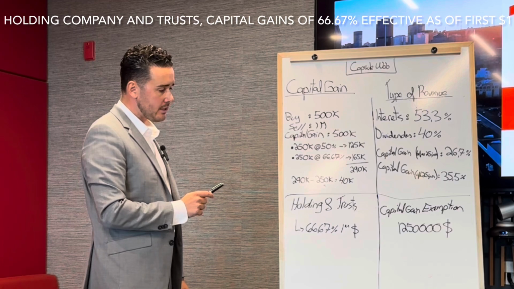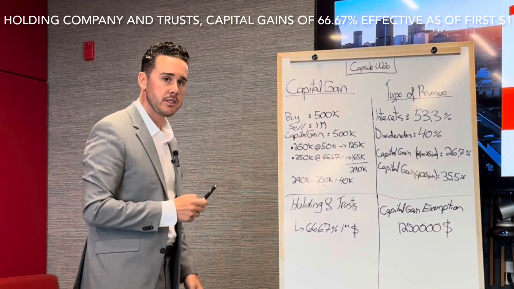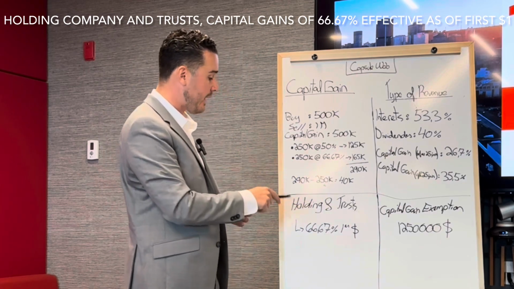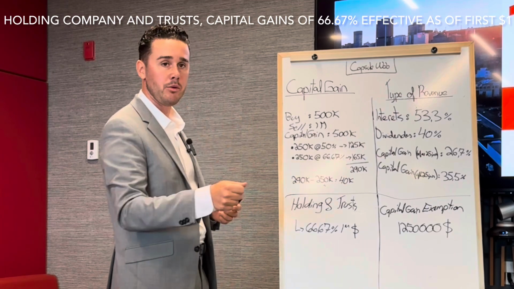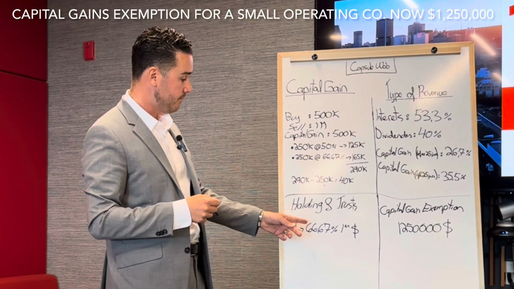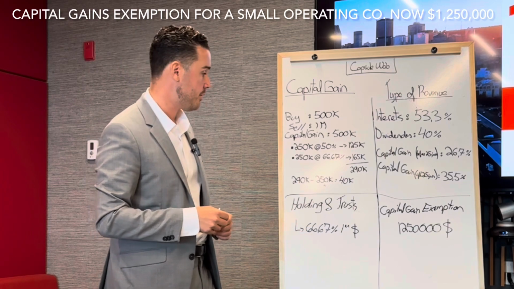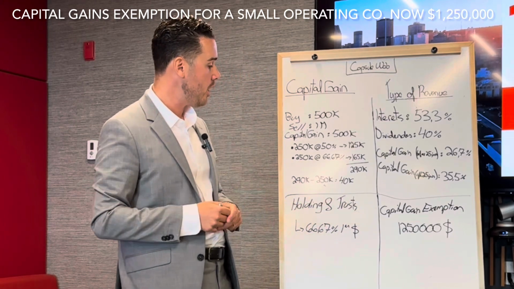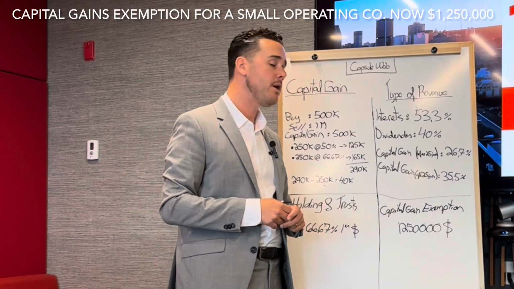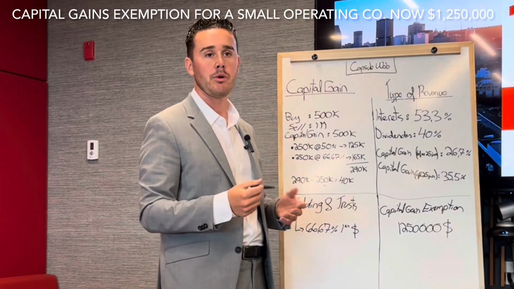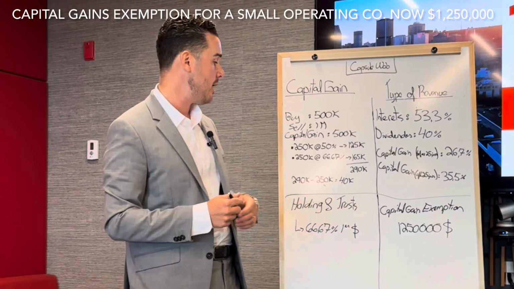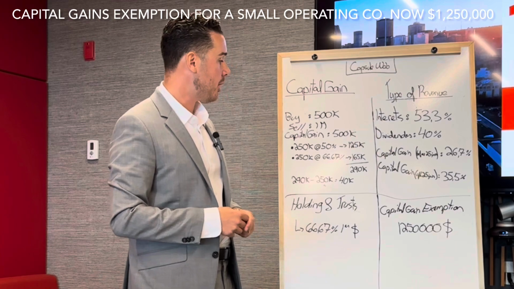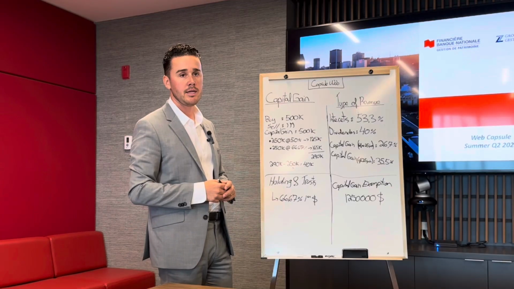Third topic here is the holding companies and the trusts. So the new rule is applying directly on the first dollar of capital gain that is generated. So that makes a huge difference, Kareem. That makes a huge difference. For the capital gain exemption for the operating company, before the new budget and the new rule, it was $1 million that was exempted as a capital gain when you're selling an operating company. Now the new amount is $1,250,000 that is possible to be exempt from a capital gain when selling a business.